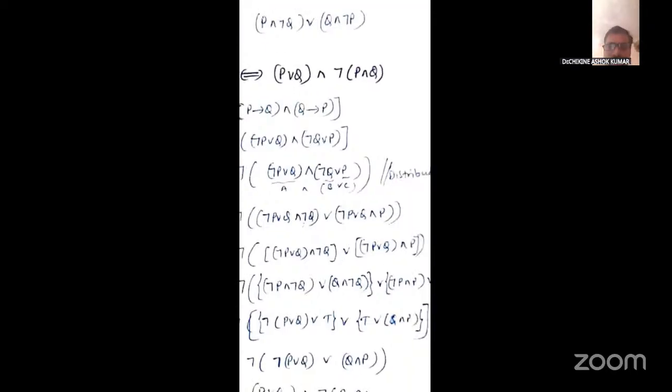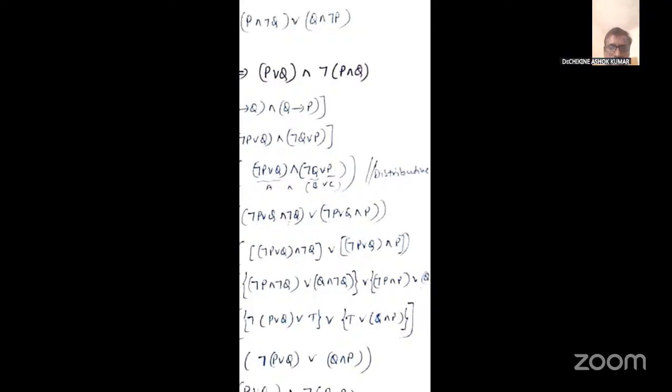Next, negation of. Again here we have negation P union Q intersection negation Q. So take the associative property: negation P union Q intersection negation Q union, there also the associative principle, negation P union Q intersection P.